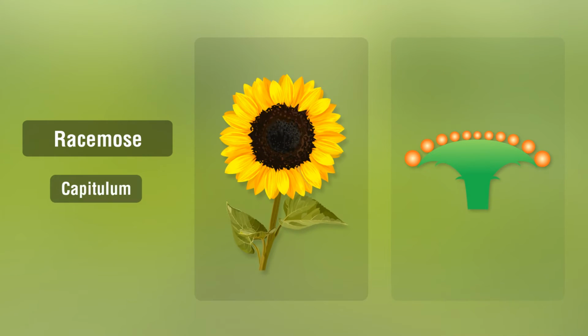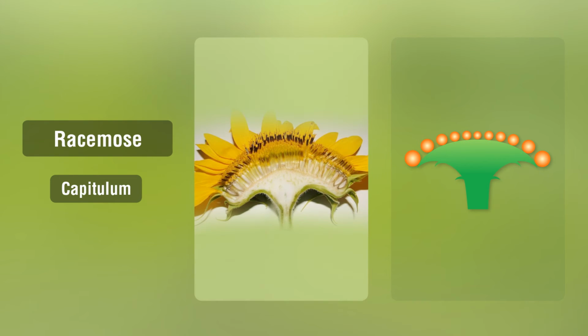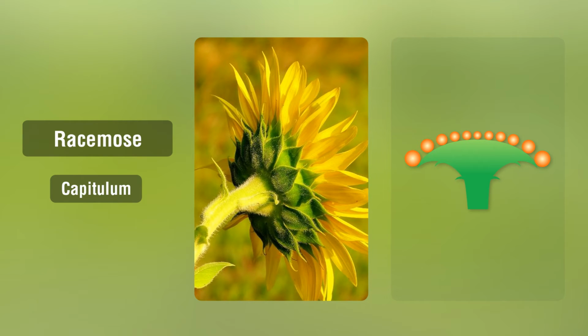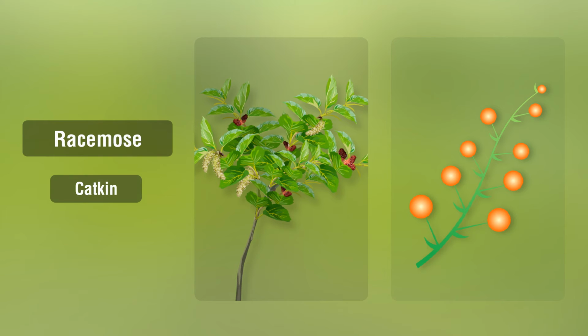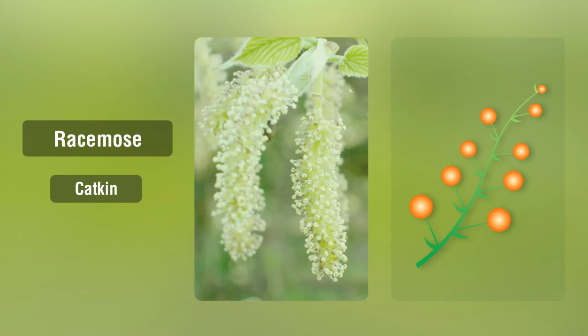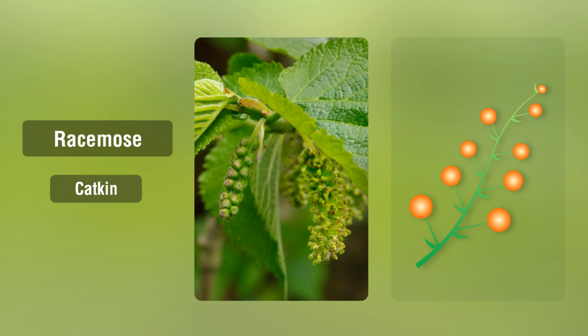In capitulum, this type is seen in sunflower. Sessile flowers are borne in a dense cluster on a common, flattened main axis. If the main axis is pendulous and bears stalkless sessile unisexual flowers, the inflorescence is catkin. Example, mulberry.